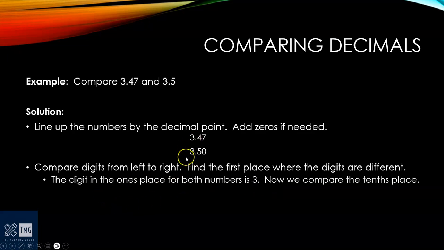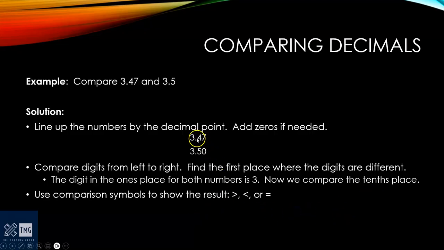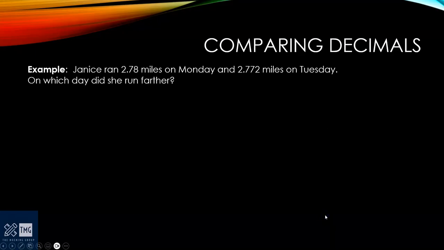Well, the digit in the ones place is 3. No difference there. So now we compare the tenths place. If you look at the tenths place, we see that 4 is less than 5, and therefore 3.47 is less than 3.5 because that 4 is less than 5. So you move until you find that spot, and that is the comparison piece. Also, what we talked about earlier, thinking about money, $3.47 is less than $3.50. If you want to change the numbers to money and have that help in your head, that is another way to think through it. Let's do another example.